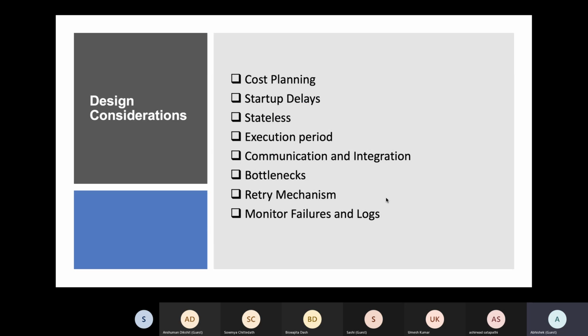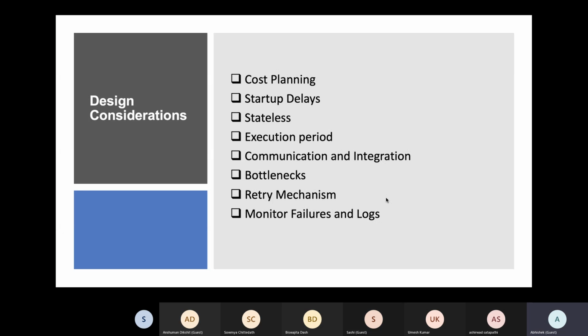Okay. Now let me come down to the design considerations. Before I get into this, all of you are with me, right? You guys are getting what I'm trying to put in here. Yes, sir. Okay.